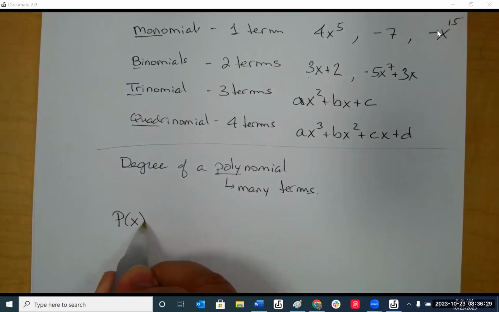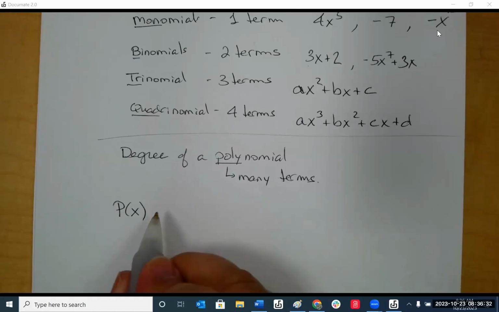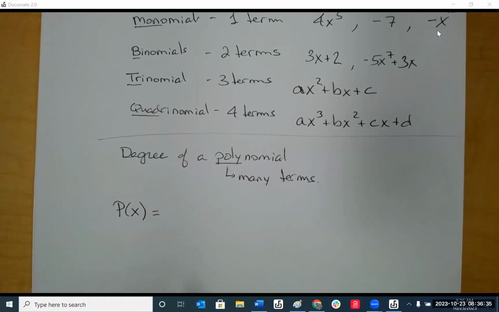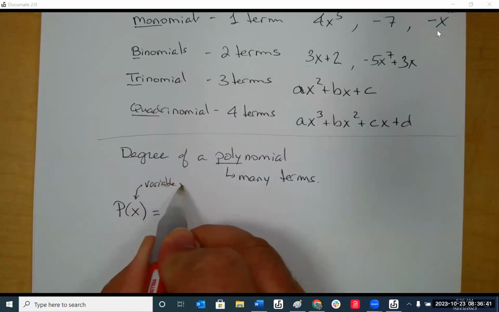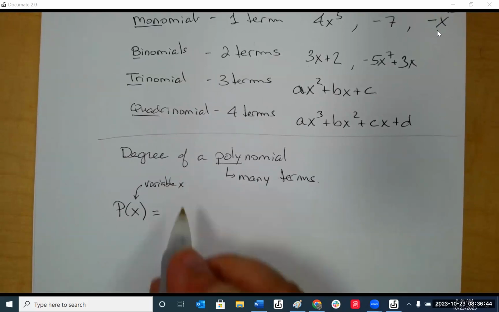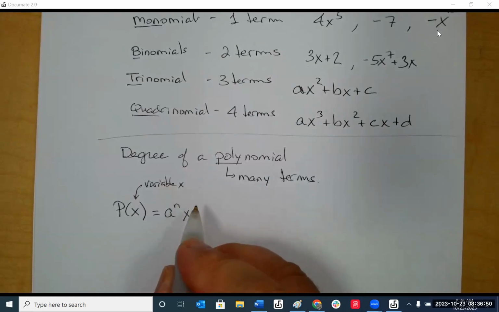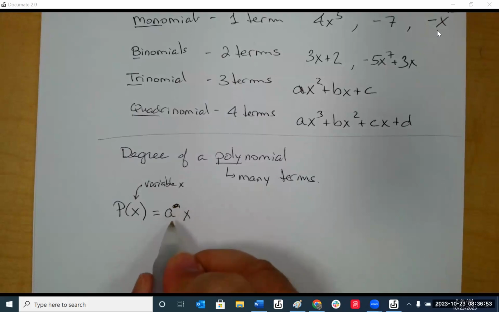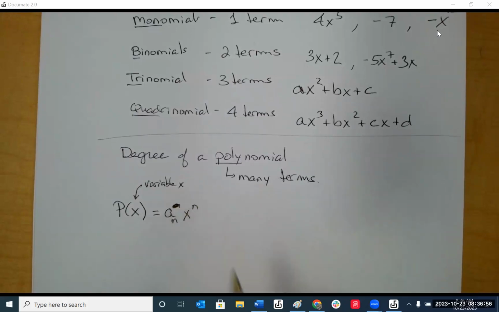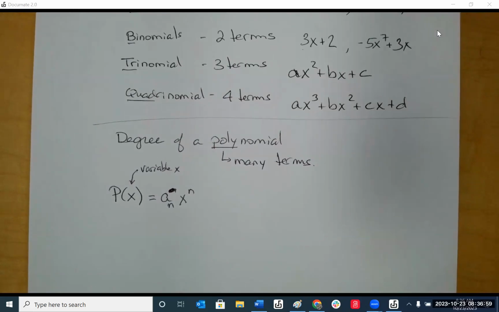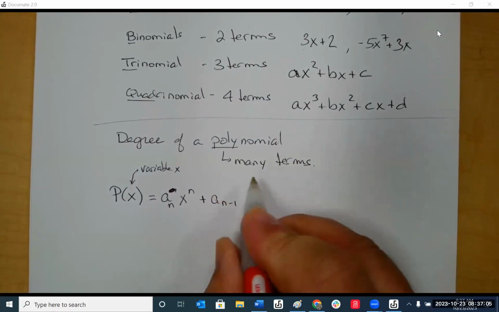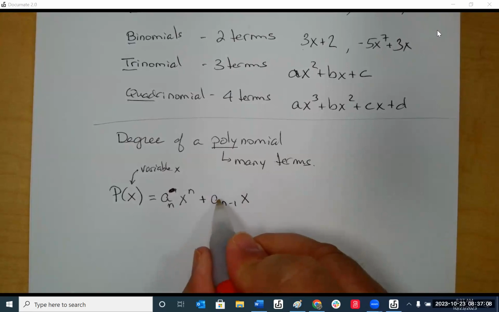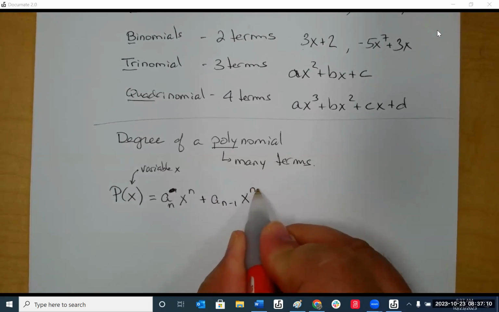So a polynomial, we'll write it like this. It's a function with variable x. It's a sub n x to the power n. It's easier this way for us. Plus a sub n minus 1 x to the n minus 1.